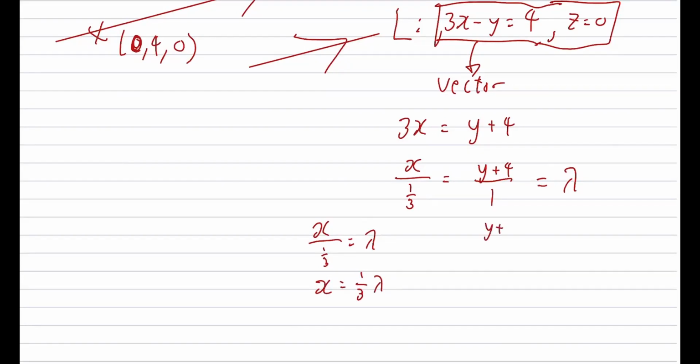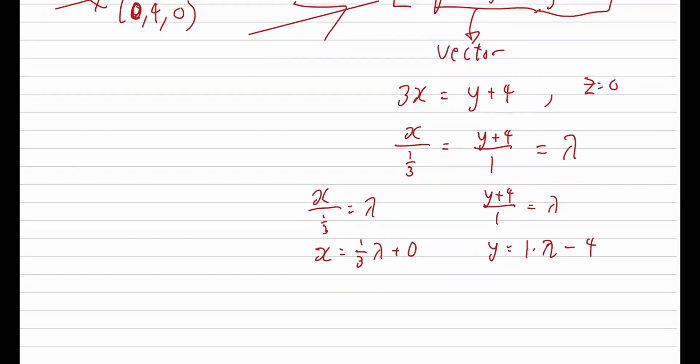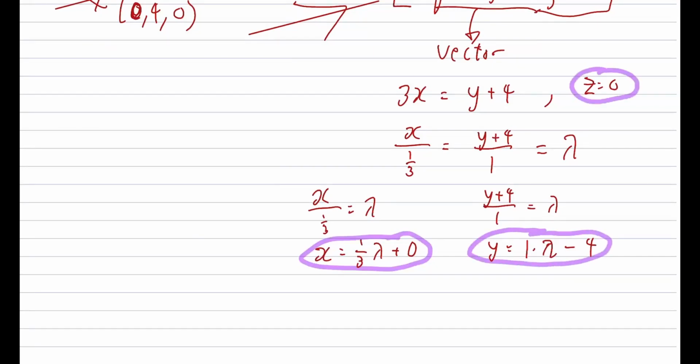Likewise, we also have y plus 4 over 1 equals lambda. So we have y equals 1 times lambda minus 4. This is plus 0. And then don't forget z equals 0. So altogether, we now have x equals 1/3 lambda plus 0, y equals 1 times lambda minus 4, z equals 0. Combining together, vector r is equal to the xyz vector. Substitute in, you get 1/3 lambda.